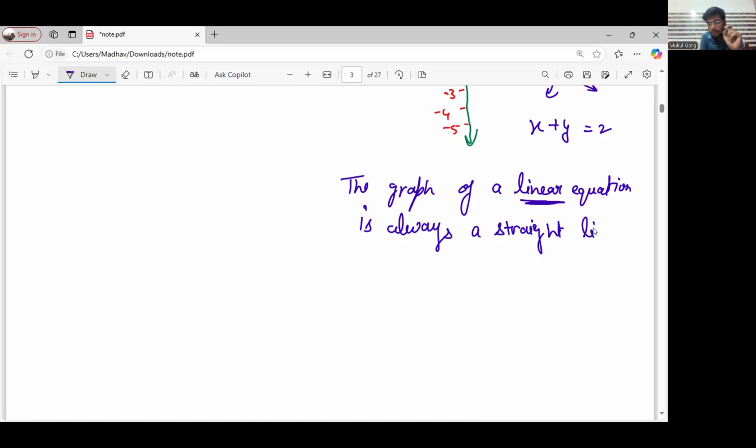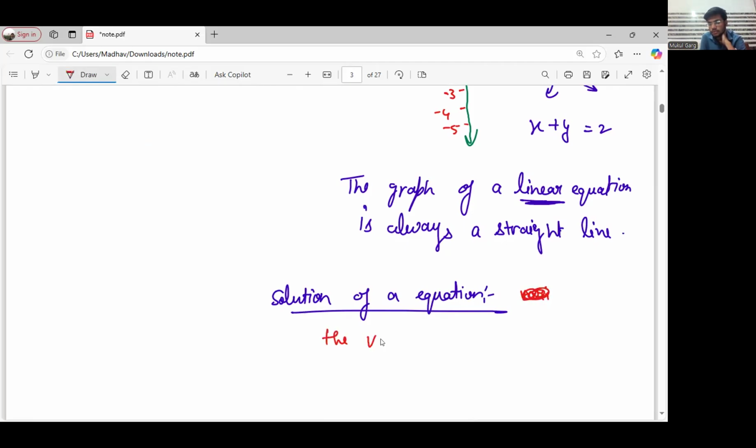All right, students. Now let's discuss the solution. See, solution of an equation means the values of the variables which satisfy the equation. Variables की वो values जो equation को satisfy करते हैं.